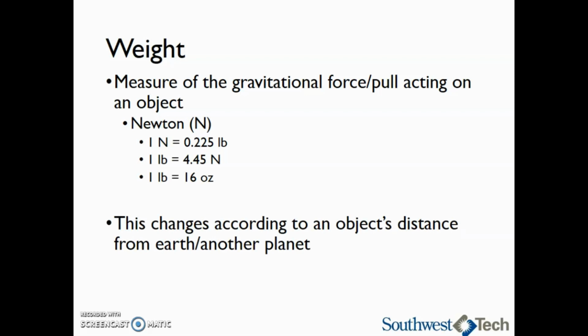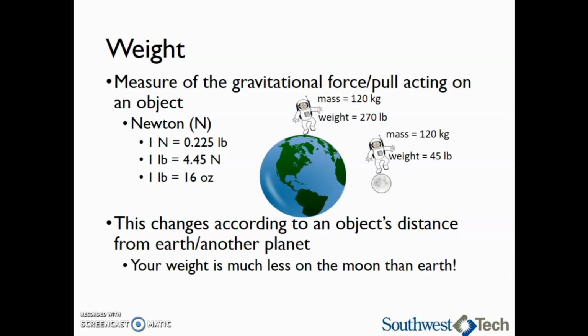And the big thing to remember about weight is that it changes according to an object's distance from Earth or another planet. So your weight is much less on the moon than on Earth, because again, it's a measure of the gravitational force or pull acting on you. So this astronaut that we looked at before has a mass of 120 kilograms wherever they are, but on Earth their weight is 270 pounds, including their spacesuit, we'll say, but on the moon their weight is only 45 pounds. And again, weight is a measure of the gravitational force or pull acting on an object. We'll cover mass and weight in much greater detail in future chapters.